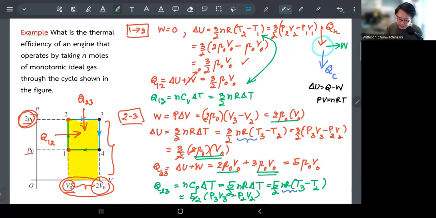Okay, and that's it, guys. They're supposed to give you 5 P naught V naught, exactly like what you got right there as well. And you are done. Okay, so I hope by just showing you these 2 segments of this cyclic diagram, you're already in good shape. I think that's pretty much what you're supposed to do.